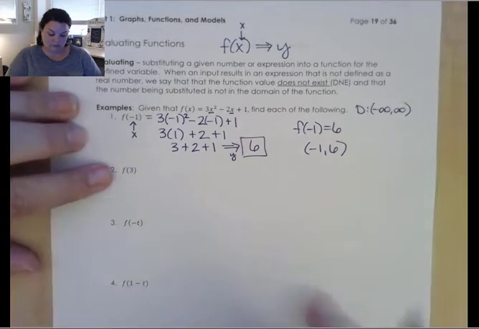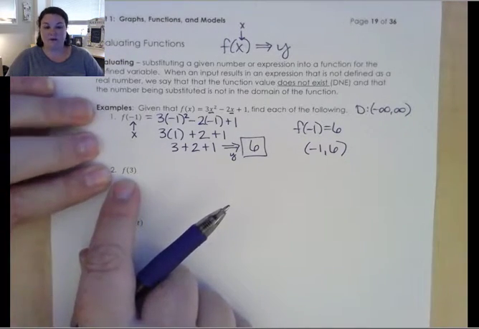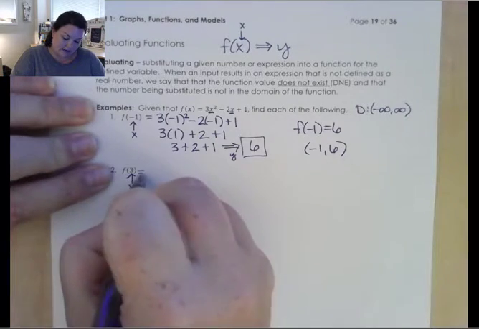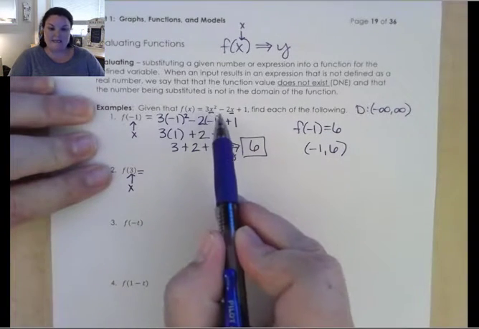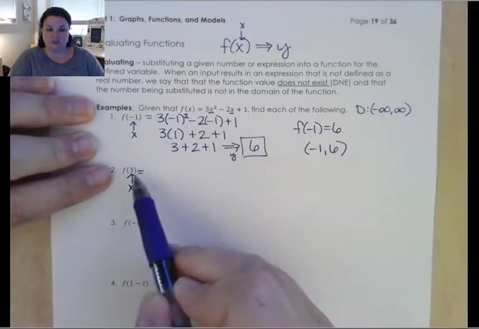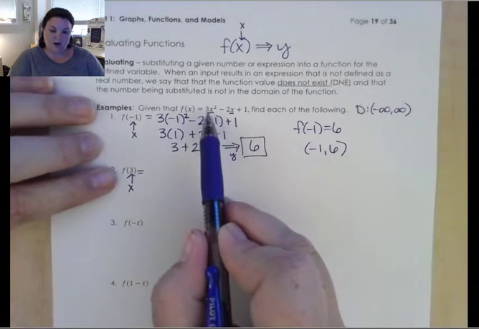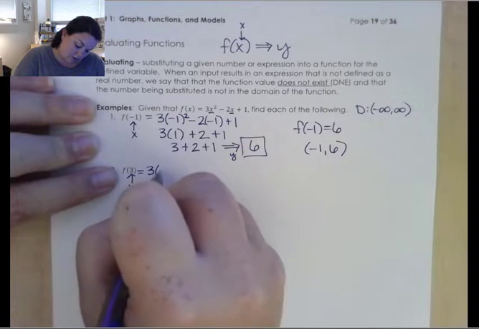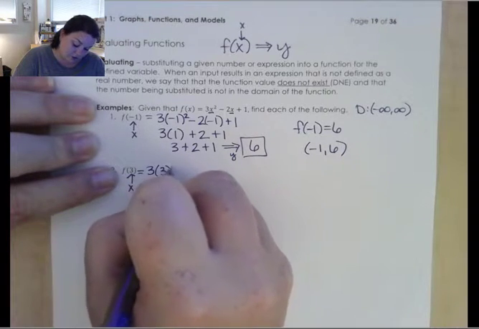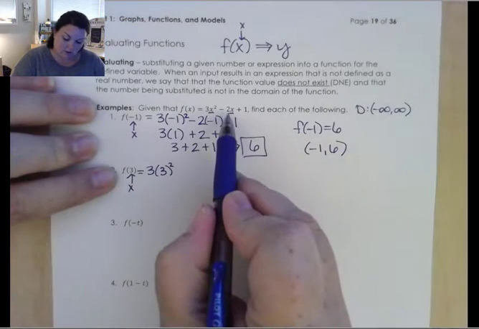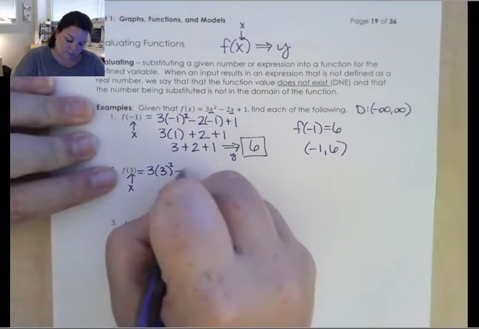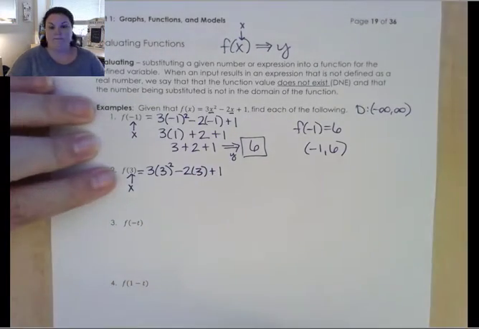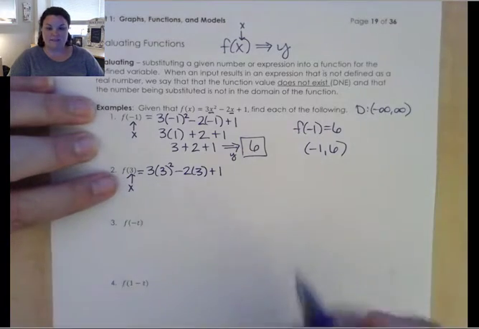Okay, let's look at another one where we're just plugging in a regular number. Okay, so here we're plugging in 3 for x. So everywhere we see an x in our original function, we're going to put a 3. Our function says to do 3 times our input squared. So we're going to do 3 times our input, which is 3, squared, minus 2 times our input, so minus 2 times 3, plus 1. Okay? And then again, we're just simplifying.